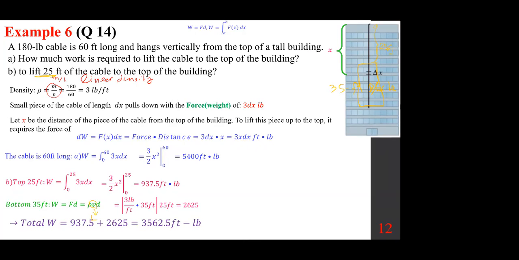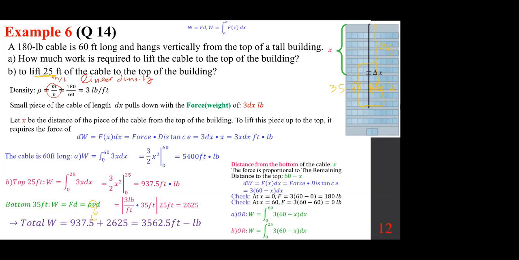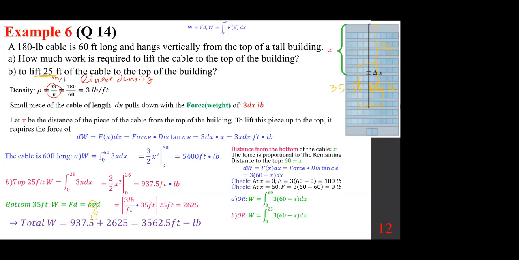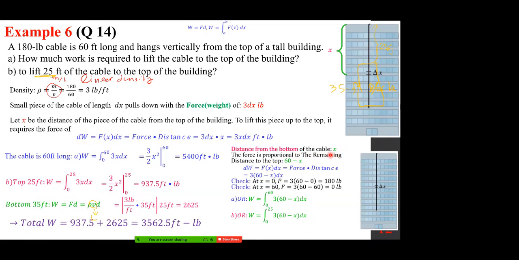Here's a second approach. I'm not going to go over that and evaluate it. I want you to evaluate it at home. The second approach is the following. Instead of taking the distance from the top, it changes to a point. Distance from the bottom is x now. First let's just understand this, then we explain. So if the bottom is x, what is the top now? 60 minus x.